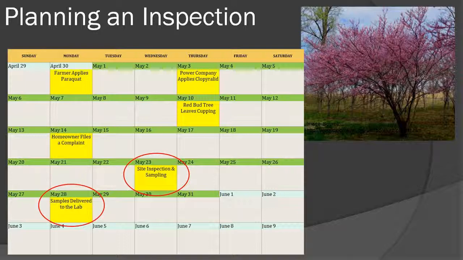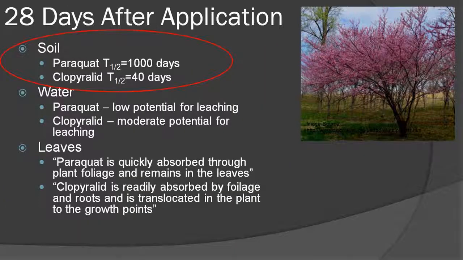Using that information, the inspector then plans to go out to visit the site. He looks at his calendar, sees he can make it there the next week, but can't even get samples to the lab till pretty much the end of the month. He goes out to the site, but since he knows this information, he's confident that the soil should contain residue of this herbicide and it should not be degraded below the detection limit.